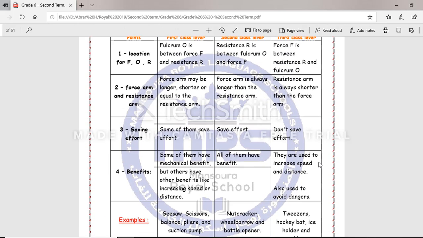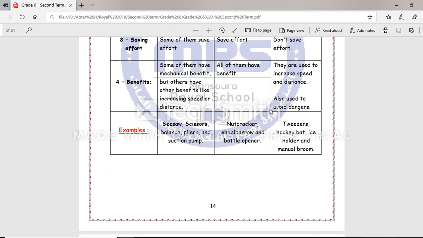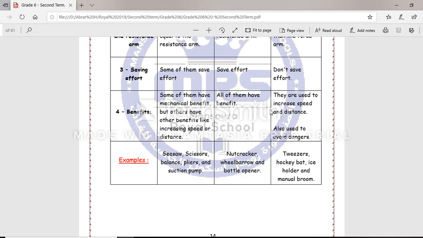So in this lesson, we talked about the law of levers and conservation of effort, and we classify the types of levers according to their ability to conserve effort. We said that the law of levers states that effort times its arm equal resistance times its arm. And the first class lever sometimes conserve effort, the second class lever always conserve effort, and the third class lever always doesn't conserve effort. That's all for this lesson about the law of levers and conservation of effort.